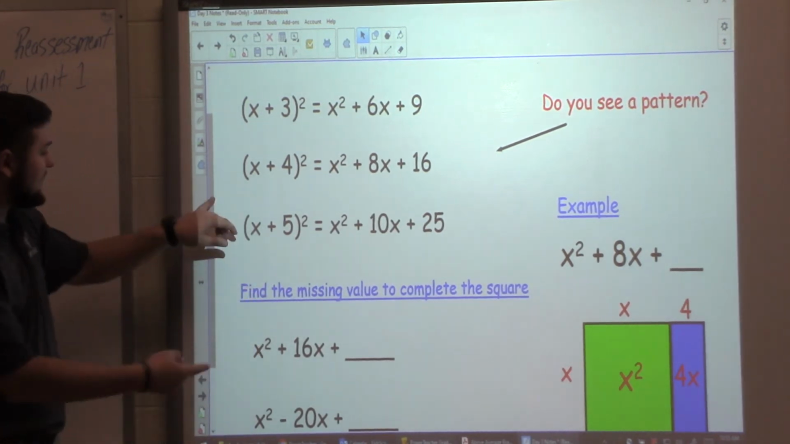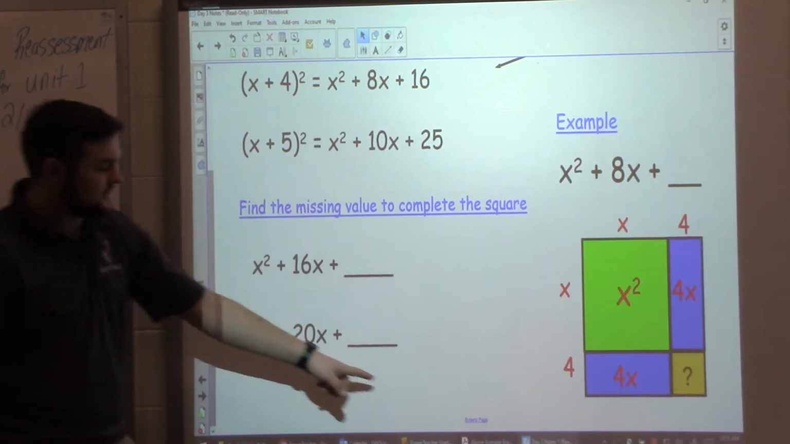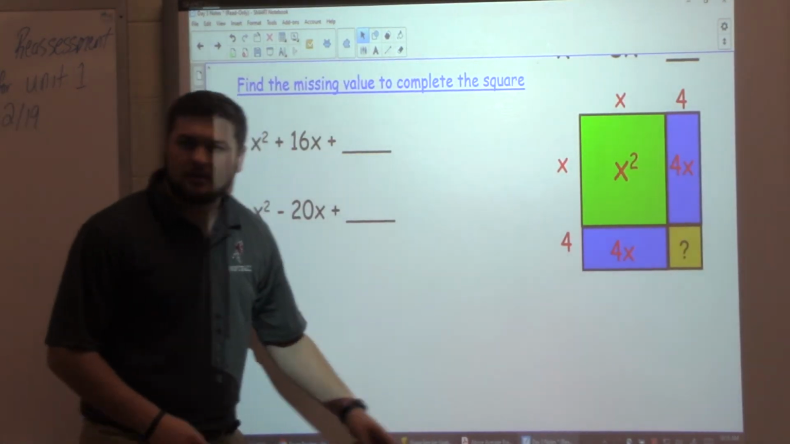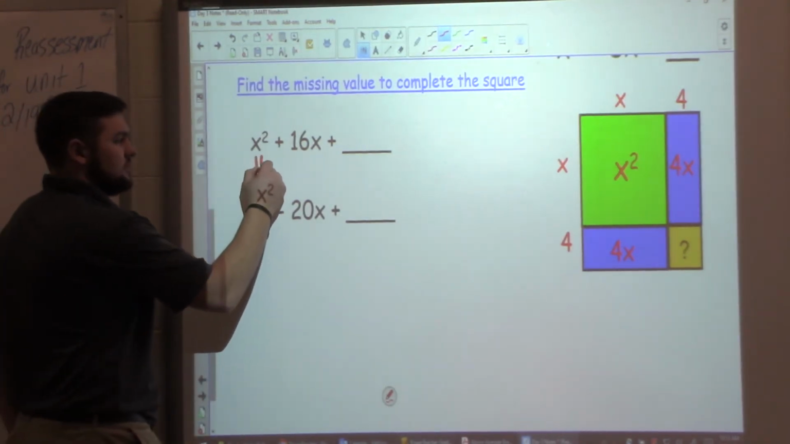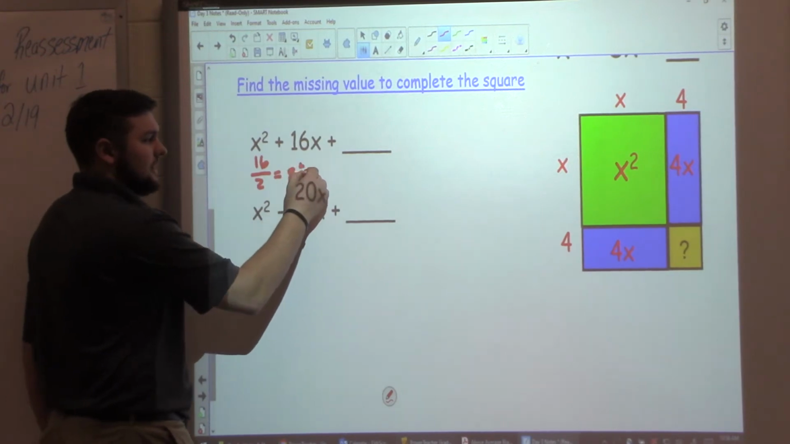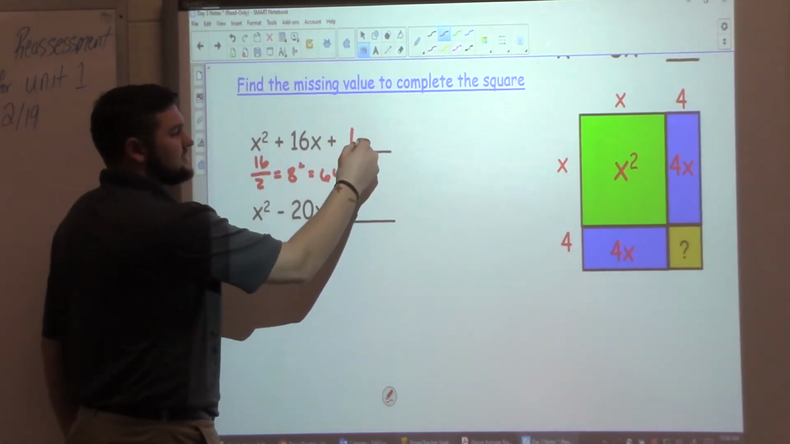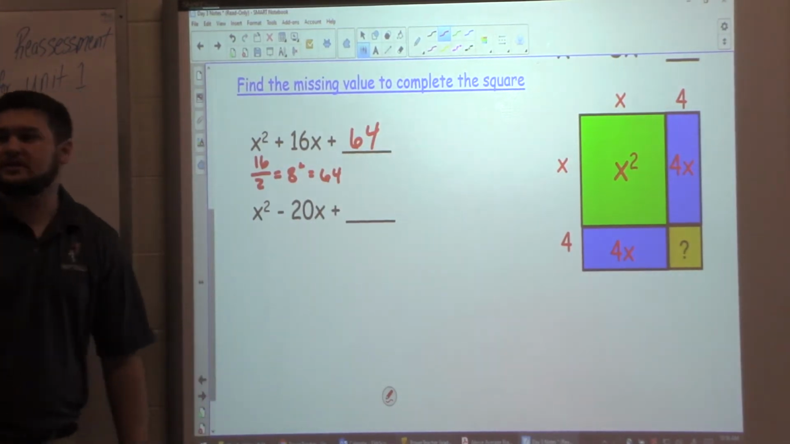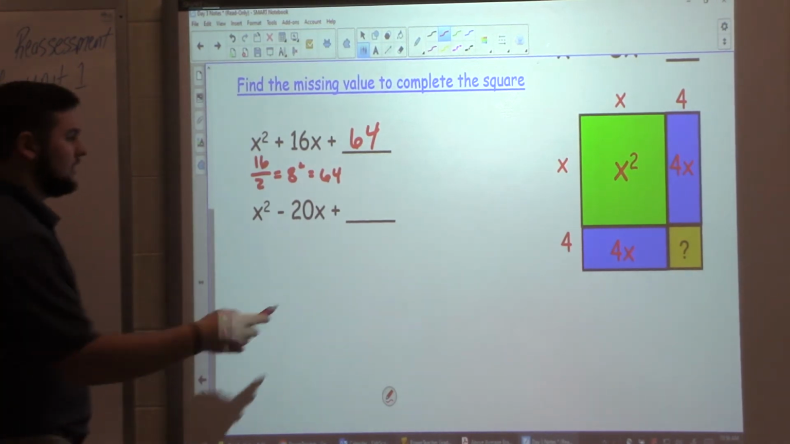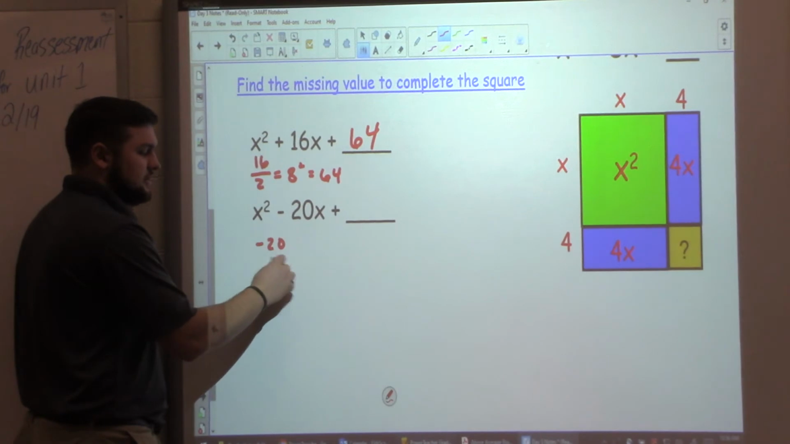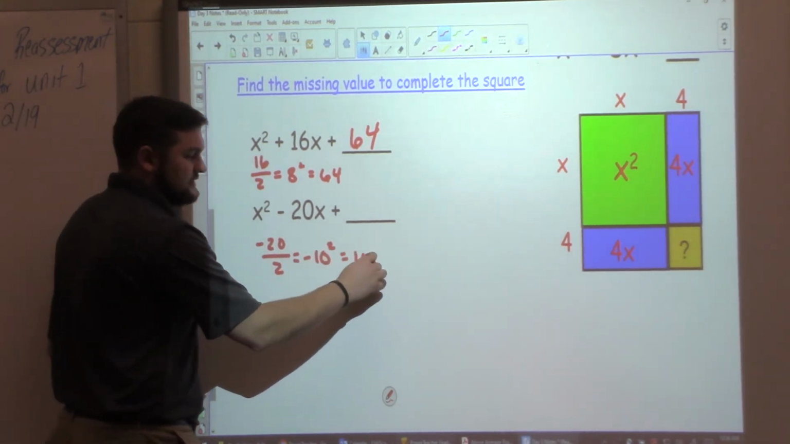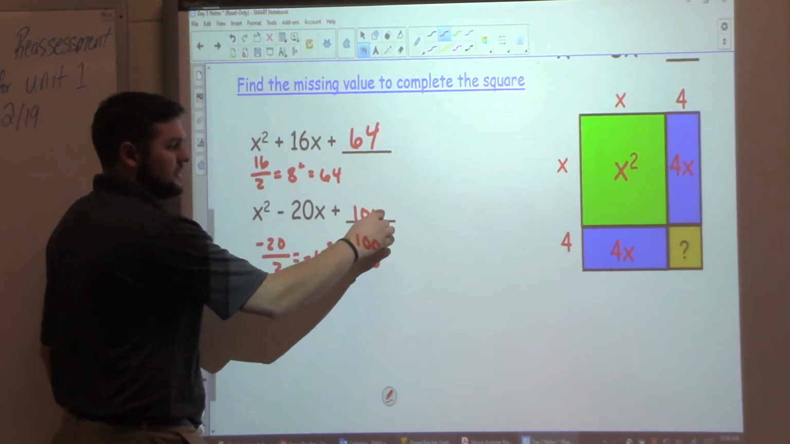So if I go down here, and I ask you to complete this square down here, what do we do to that middle number? Divide by 2. So I get 8, and then I square it, I get 64. So I'd add 64, and you just completed the square. 100. Whoa! So negative 20 divided by 2 is negative 10. Squared is 100.